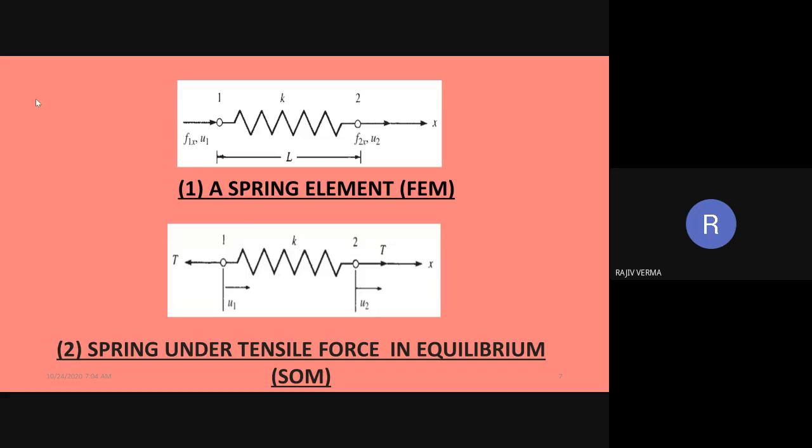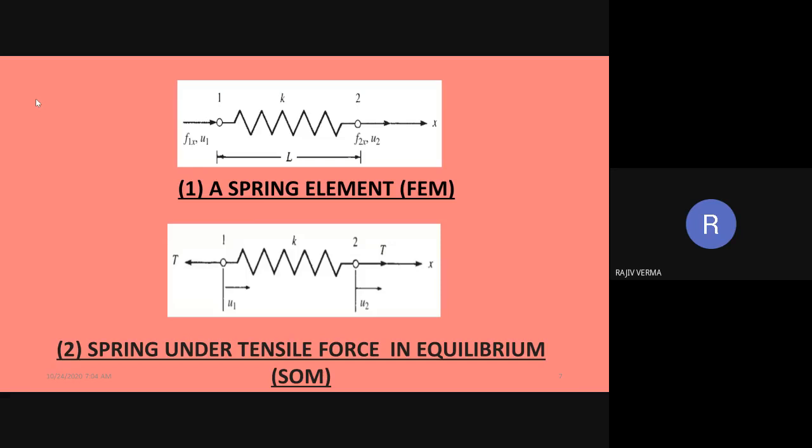Now what we are going to do is that if we are going to derive the stiffness equations, we are going to start from the theory which we have already studied under the strength of material case. That is, we are going to derive the equations using figure number 2, and then using the sign convention, the equations derived are going to be converted to FEM.